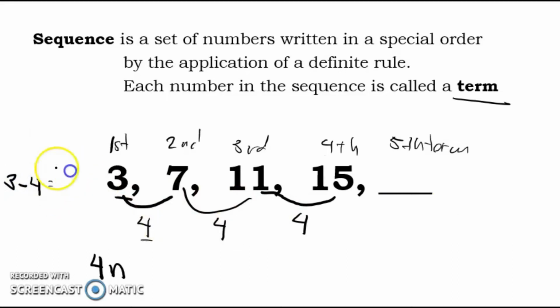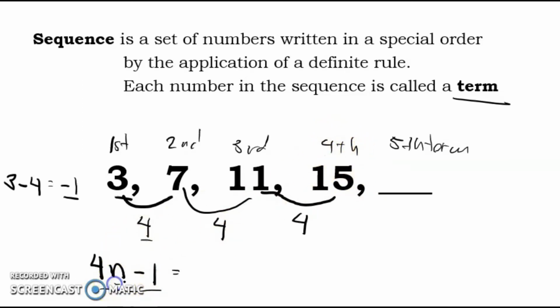So what do you think is the answer? The answer is negative 1. So dugtong natin dito sa formula: 4n minus 1. So try natin i-solve yung fourth term kung tama, kung 15 ang lalabas. So yung n, that represents a term.